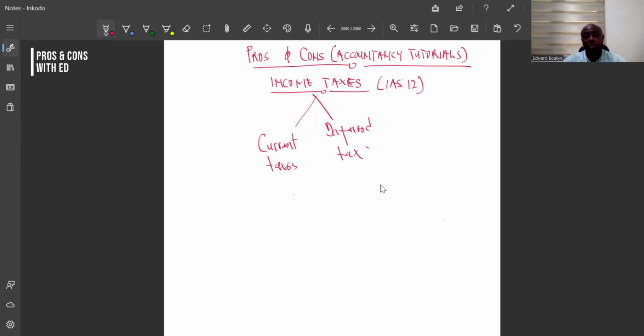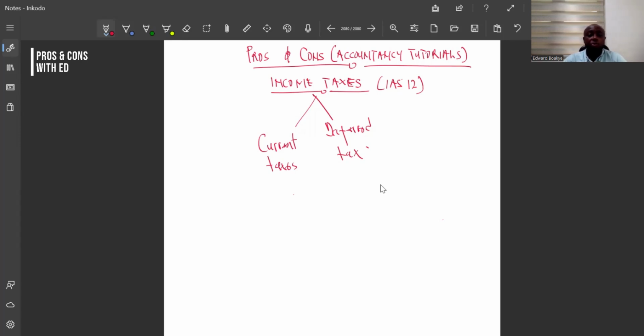If you have an entity and you get a profit, let's say you get a profit of 10,000 and the tax rate in your jurisdiction is 25%, then your current tax is just going to be the 25% on the income that you've earned or the profits you've earned. That is basically our current taxes.